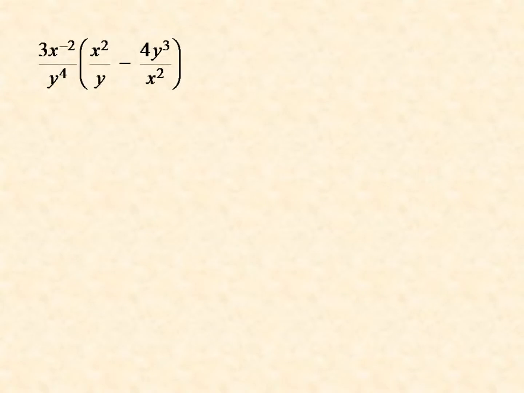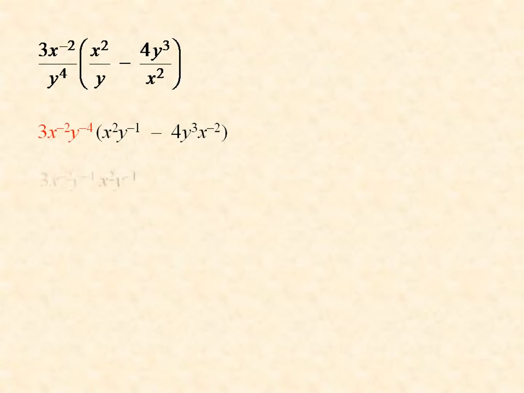Here's another problem. We need to apply the distributive property. It would be easier if we rewrite this expression without fractions. We can take advantage of negative exponents to do so. Notice the 3x to the negative 2 over y fourth becomes 3x to the negative 2 y to the negative 4. And also notice the terms inside the parentheses can be rewritten using negative exponents.